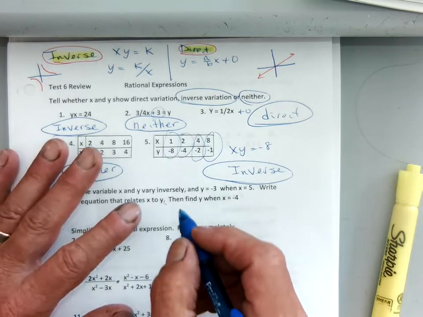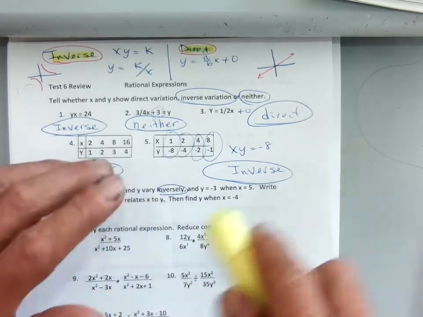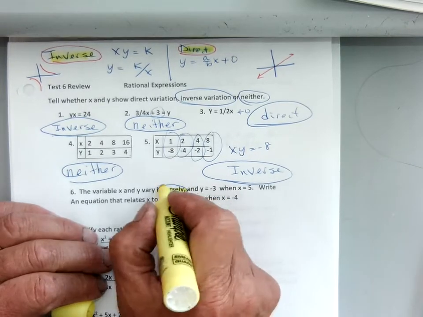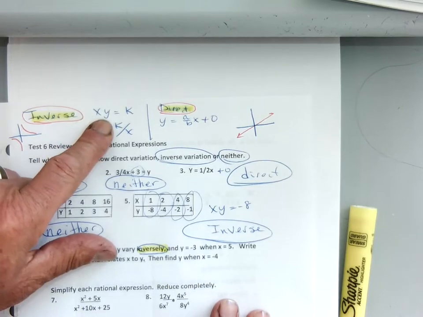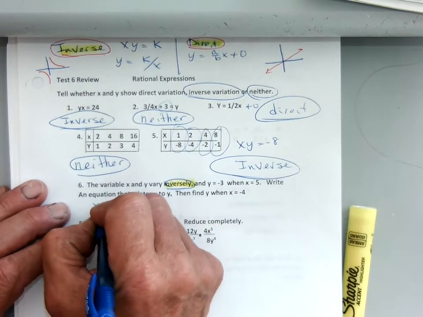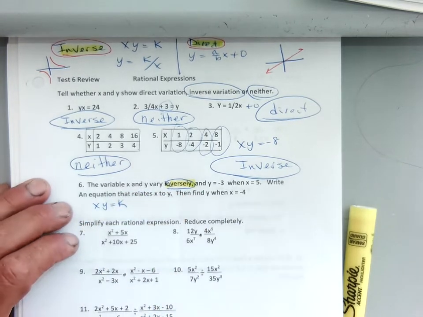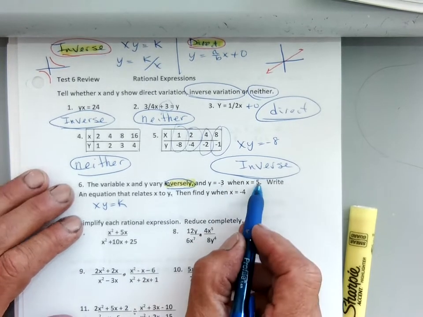So it says it varies inversely. So if I see that word in my notes, I have this inverse here, x times y equals some number. So I'm going to start right there with x times y equals some number. Now I need to know that number. So to get that number, I'm going to plug in negative 3 and 5.